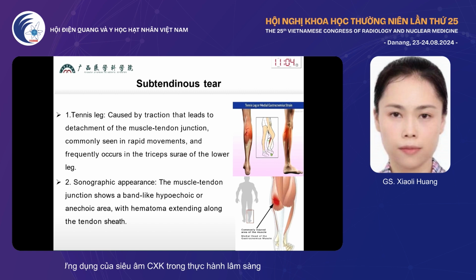Its ultrasound image shows a band-like hypoechoic and anechoic area at the muscle-tendon junction and hematoma extending along the tendon sheath.